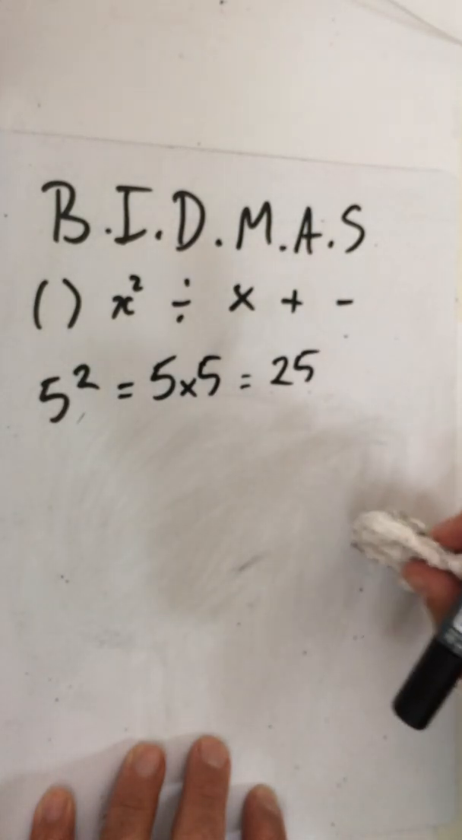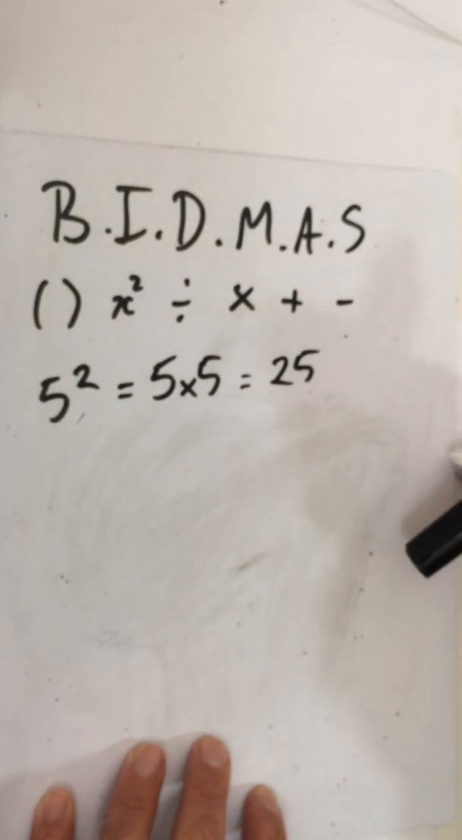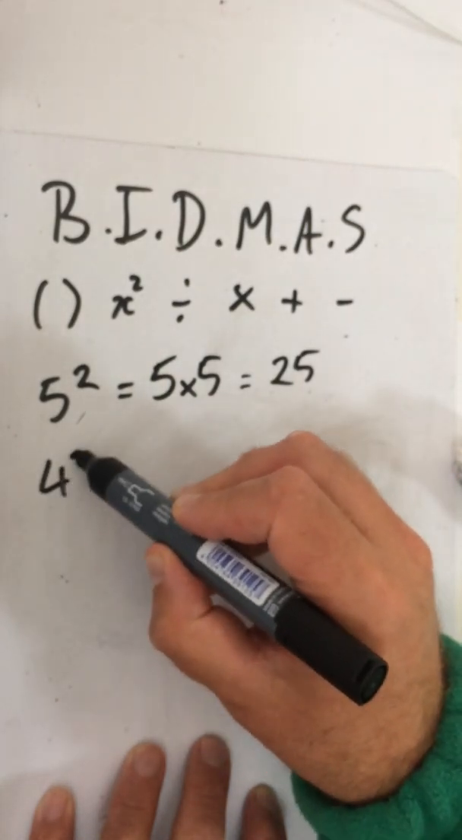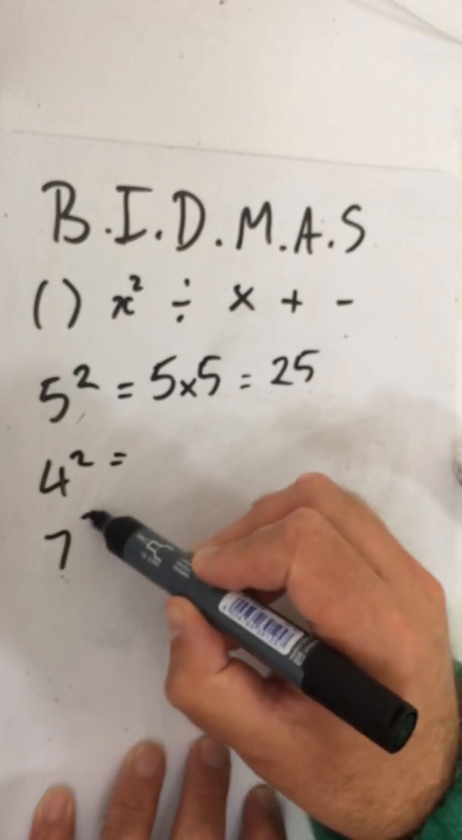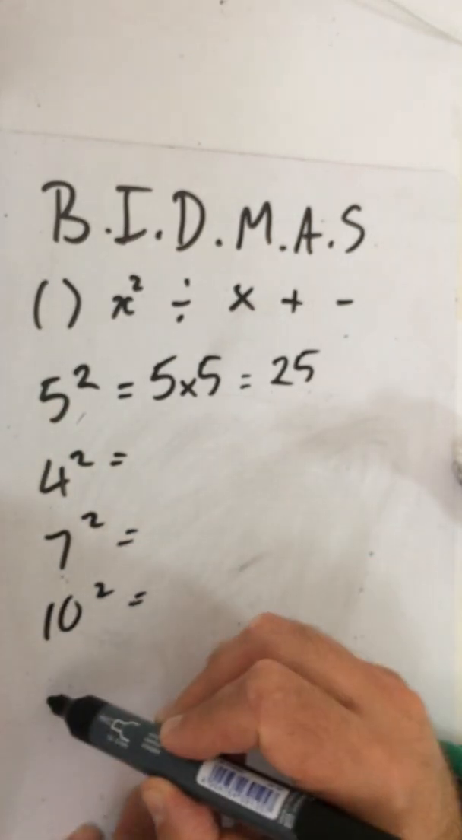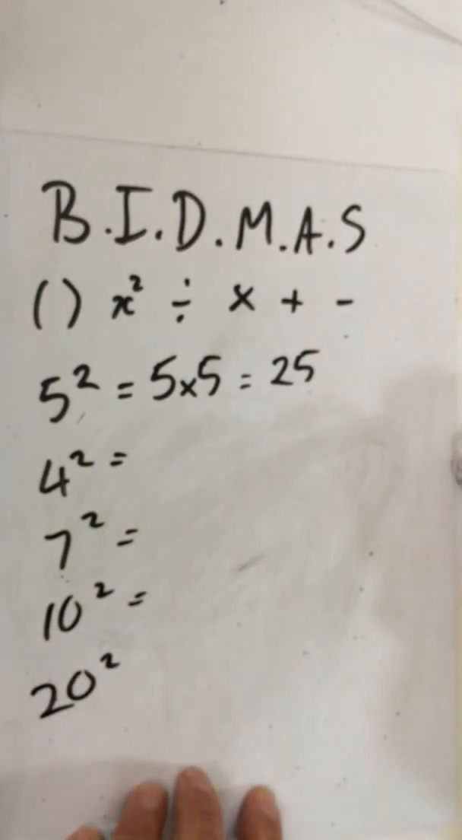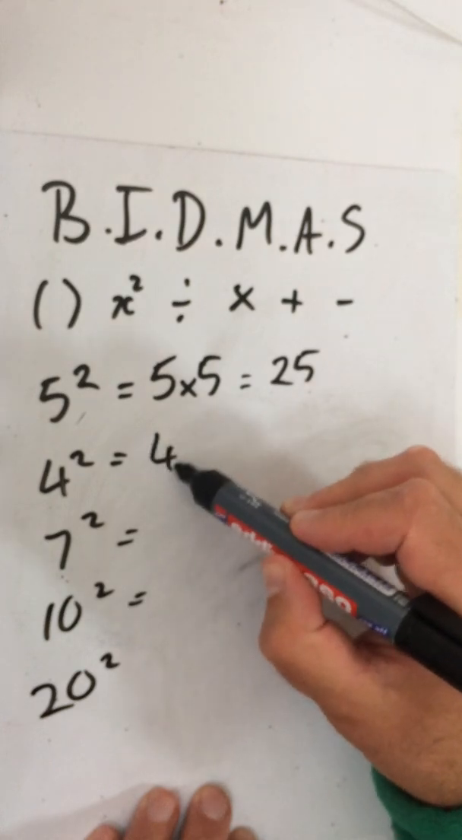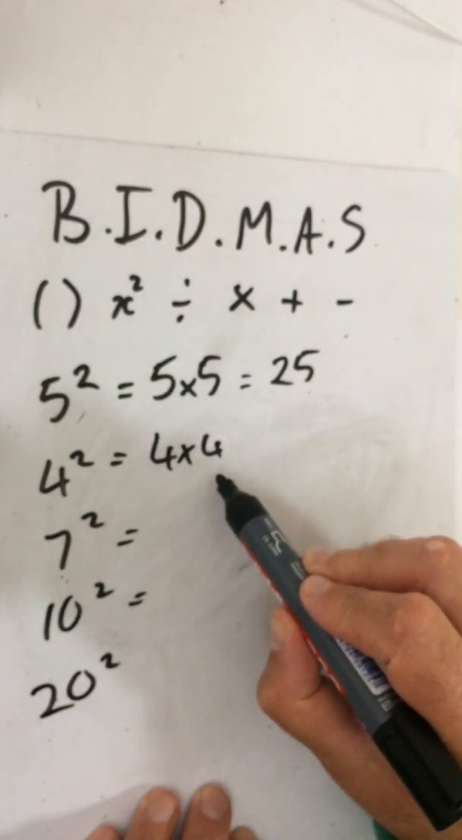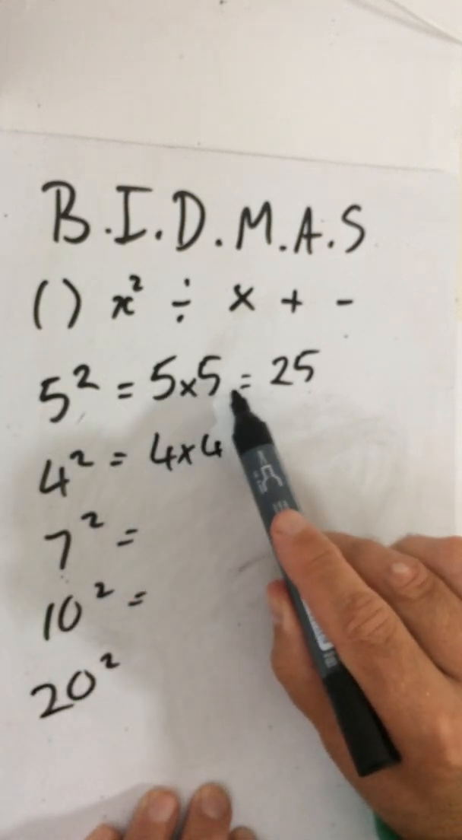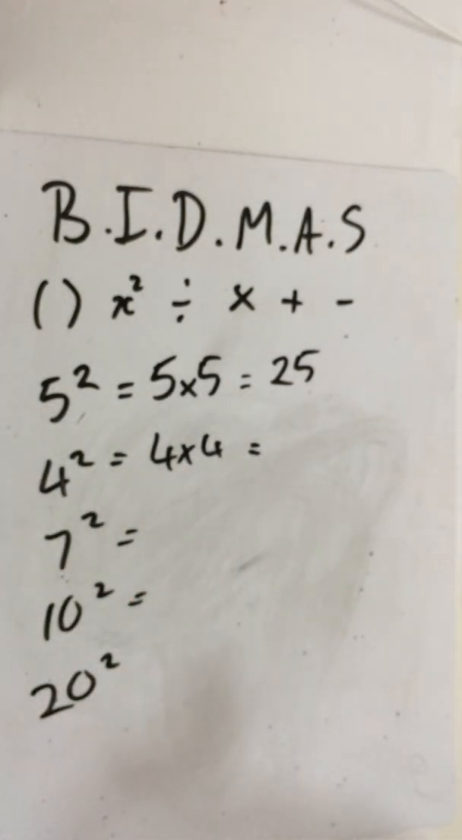Could you please have a go at, could you then answer these, please? Could you write 4 squared? Could you do 7 squared? Could you do 10 squared? And could you have a go at 20 squared? So just do the square numbers. So 4 squared will be 4 times 4. I want you to write in the multiplying as well, okay, and then the answer. So 5 squared equals 5 times 5, which equals 25. Pause the video while you do those, please.